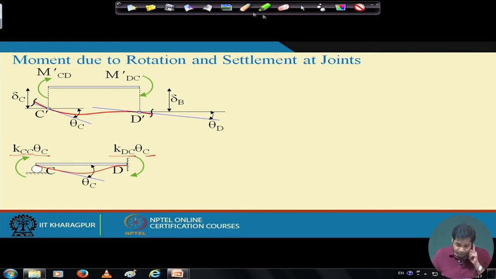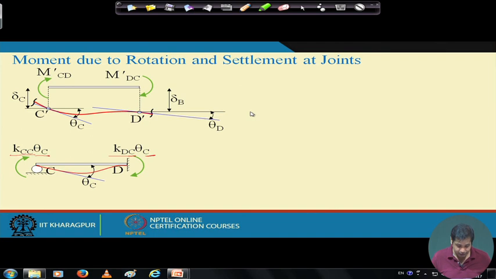Now similarly, this is the moment kcc times theta c, the contribution of theta c towards this, and this is the contribution of theta c towards this.